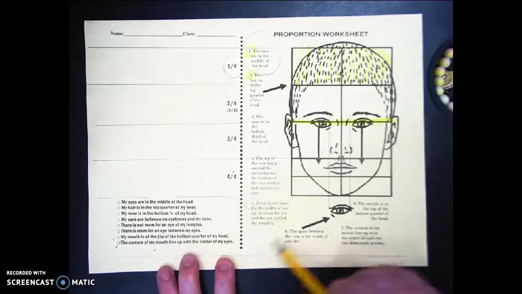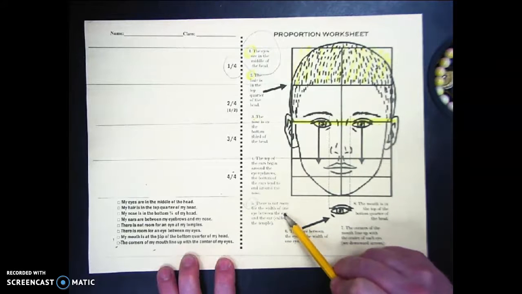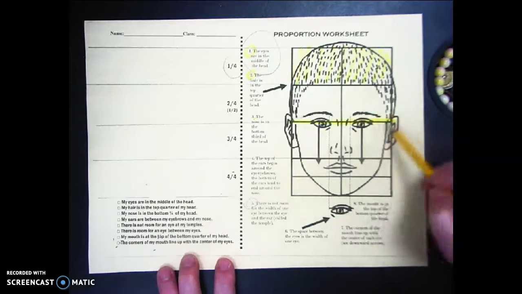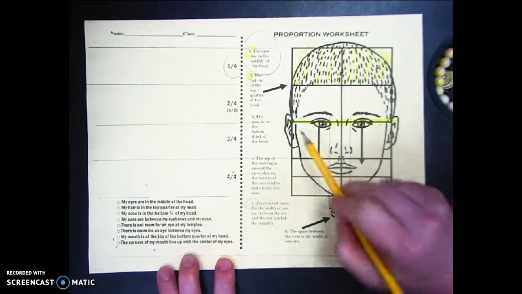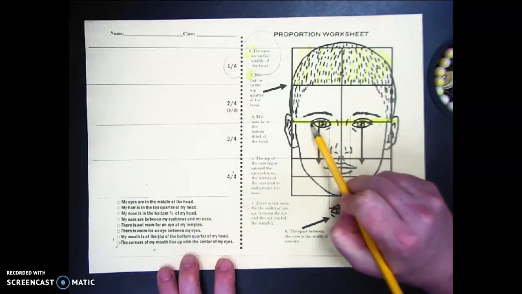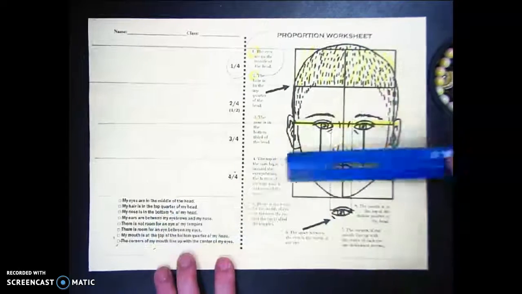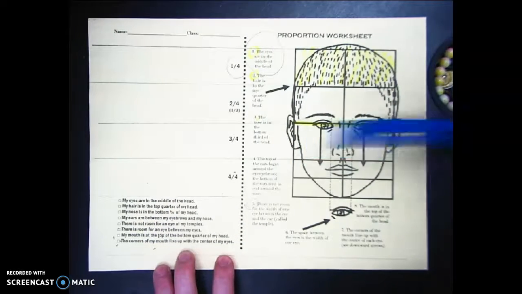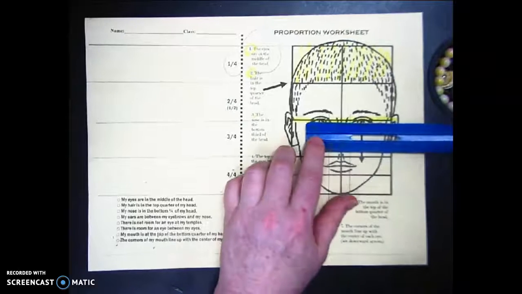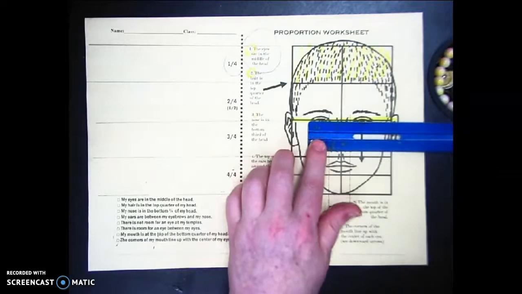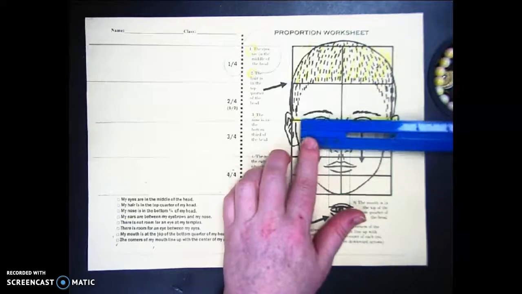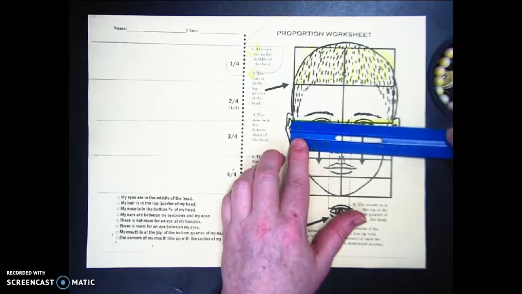Number 5, there is not room for the width of one eye between the eye and the ear. This place is called the temple. So right there, you should not be able to fit the entire width of an eye at your temple. For example, if I measure the width of this eye with my ruler, this eye is about 3/4 inches wide. So that means I shouldn't have a 3/4 inch space right there.